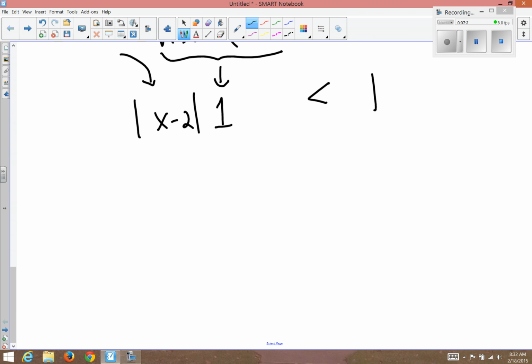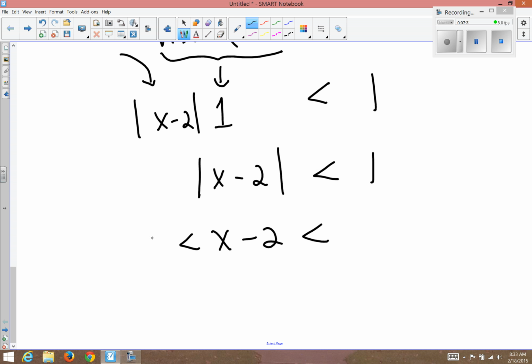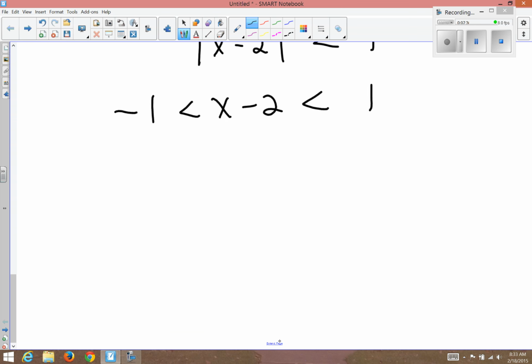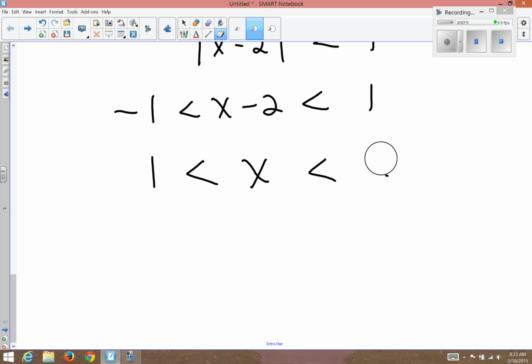Well, now we have an inequality, an absolute value inequality. The absolute value of x minus 2 is less than 1, which means the x minus 2, the thing inside the absolute value, has to be between negative 1 and 1. And we add 2 over here, bring this down, add 2 in this middle section, bring that down, add 2. 1 plus 2 is 3.